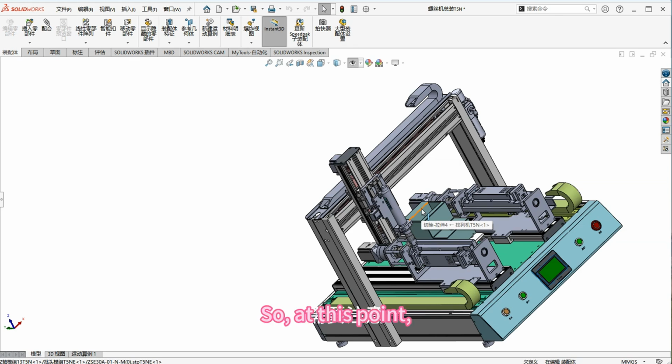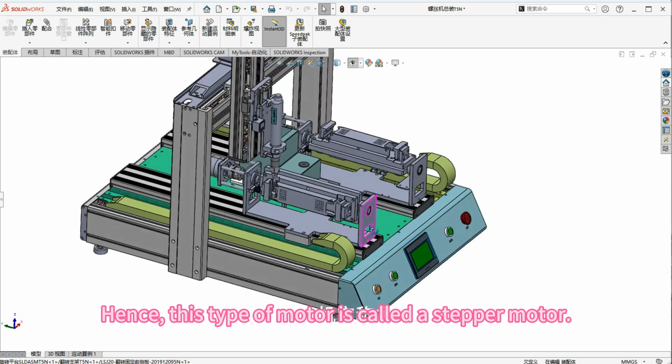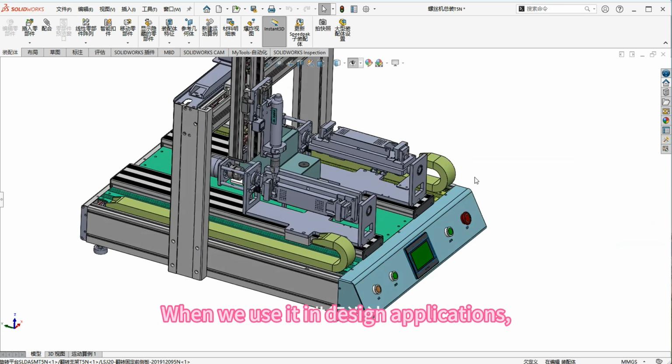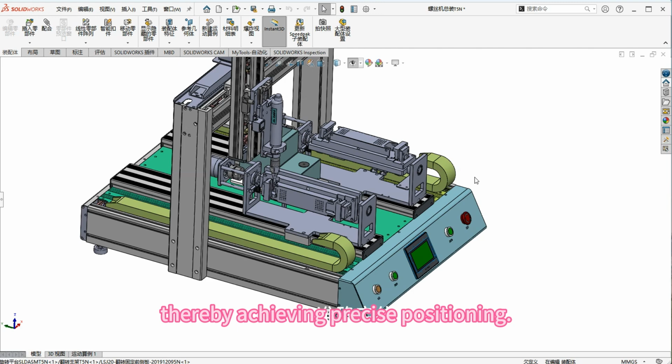So, at this point, note that if we need it to run step by step, a stepper driver must send pulse signals to drive it. Hence, this type of motor is called a stepper motor. When we use it in design applications, we can understand it more deeply. We can control the number of pulses to control its angular displacement, thereby achieving precise positioning.